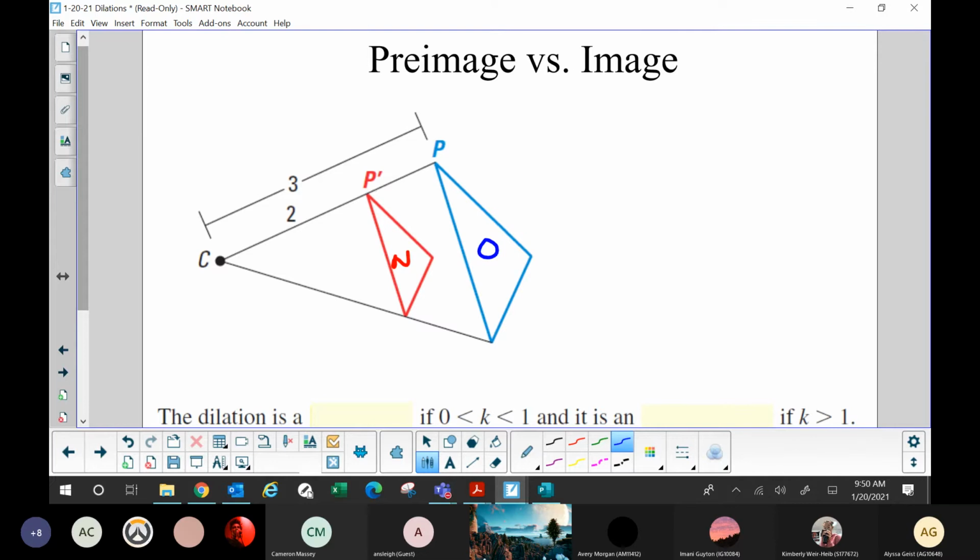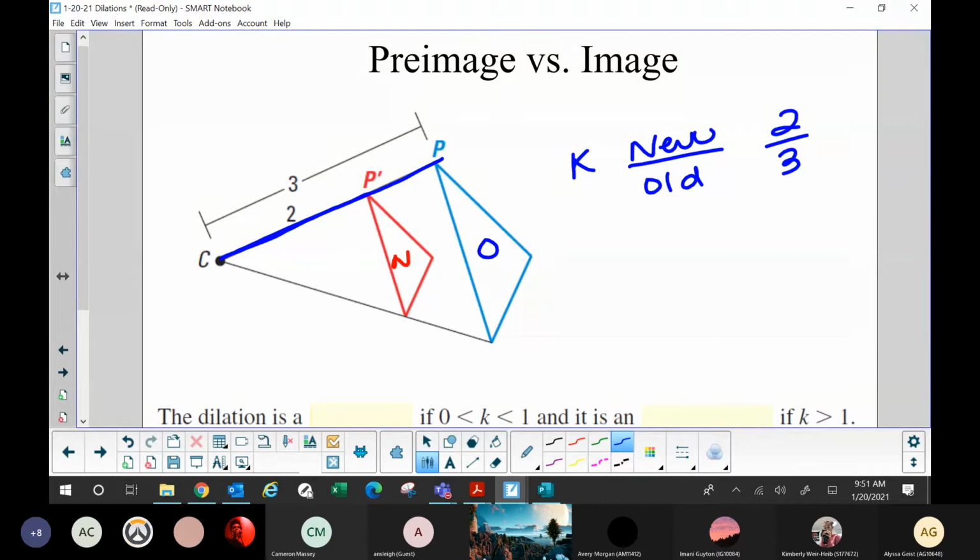Okay, and how you find the scale factor? It's also known as K. K is known as your scale factor. You find this by using this fraction, the new distance from the center over the old distance from the center. So in this scenario, the center is at C, the new distance, so P prime would be 2. So that new distance would be 2. The old distance would be what? From C to P, which is just 3. So that scale factor here is 2/3.